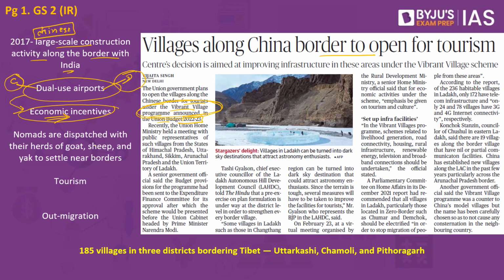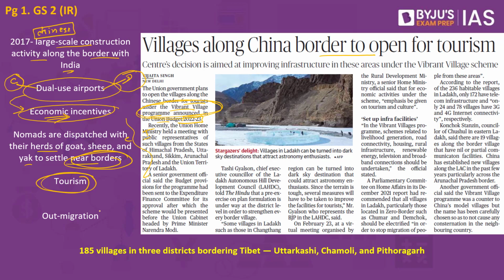Added to it, there are nomads who are also dispatched with their herds of goat, sheep and yak to settle near the borders, so that this entire border area is populated, and eventually China has a pattern of claiming such areas. They may also advance in the near future and ultimately capture territory as well. In order to further increase the support to this area, they have also increased the tourism projects. So what do we understand? Infrastructure is being increased. Then you also have the defense forces who are actively involved. Subsidies are provided so that people come to this area. And finally, tourism-related sectors are also being encouraged along the India as well as the Chinese border.